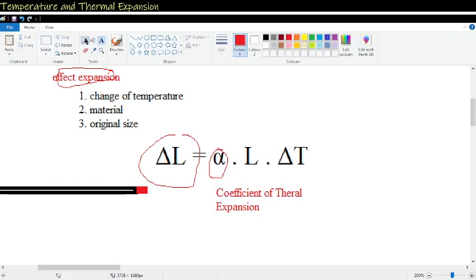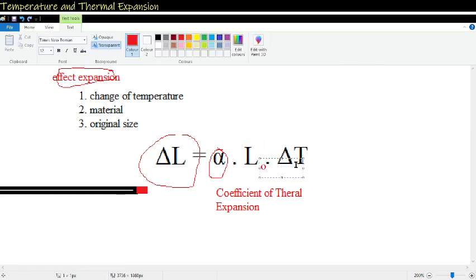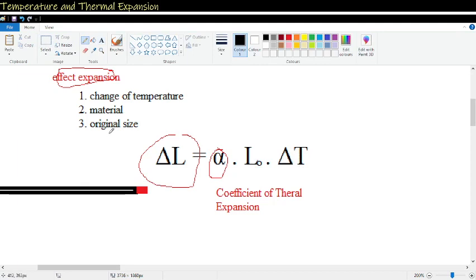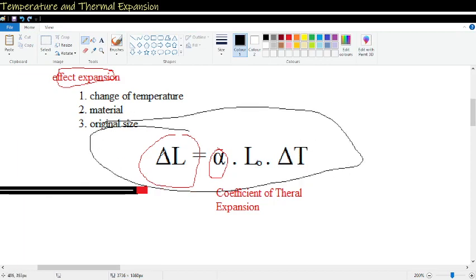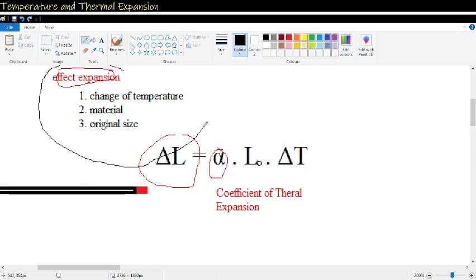The symbol is CTE, or you can use alpha. And then the length, or to be more precise, I put L0, or original length, the original size, and change of temperature. This is change of temperature. So the formula is basically just translating the concept here.